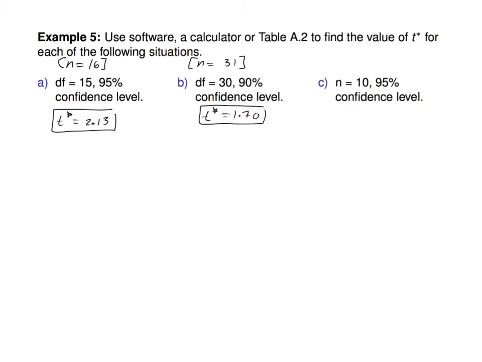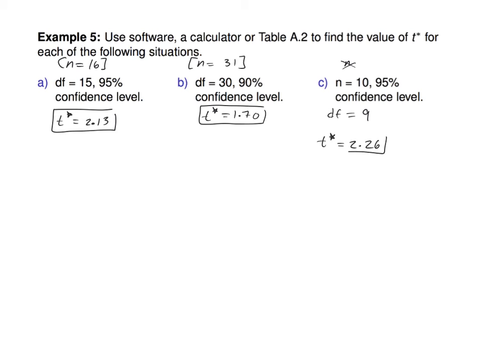Let me finish now, I think I can answer your question. And then the last one, this is n equals 10. So what is the degrees of freedom for this guy? 9. Okay, so I'll go down to DF equals 9, and then over to 95% confidence level. Your t star is 2.26. So my notes are correct.